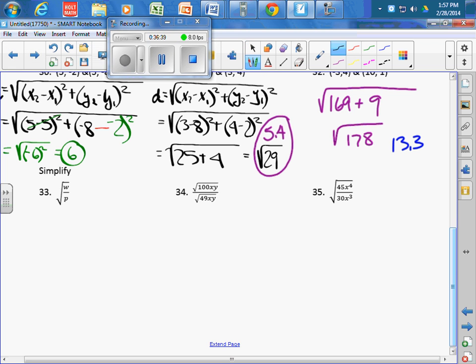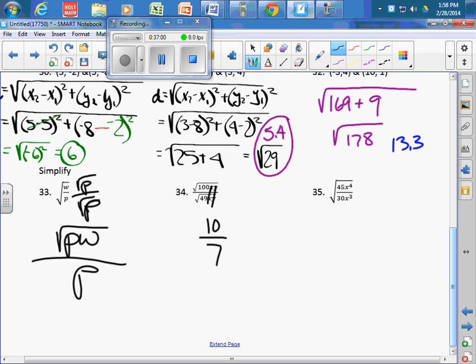All right, so in number 33, we're going to multiply by radical p over radical p, and you get radical pw all over p. And number 34, these x's cancel, these y's cancel. The square root of 100 is 10. The square root of 49 is 7. In number 45, I'm going to take 45 over 30 and reduce that. What do you get? Okay, so you get radical 3x over 2. We're going to have to multiply by radical 2 over radical 2, and you get radical 6x over 2.